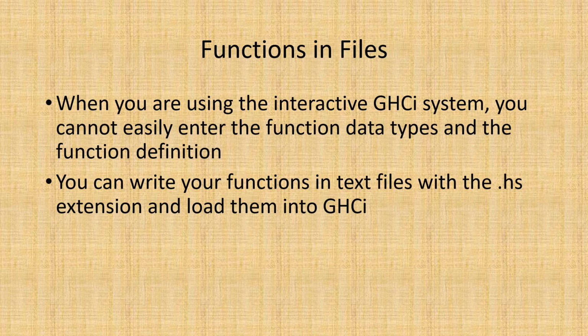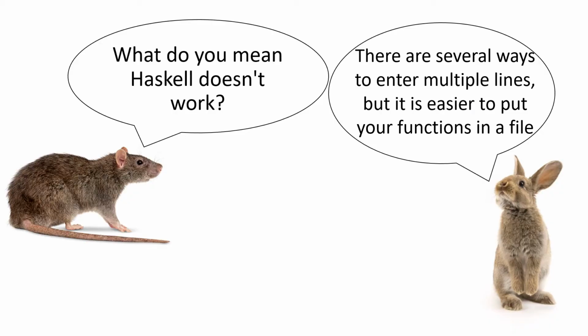When you're using the interactive GHCi system, you can't easily enter the function data types and the function definition. It's possible to do so. You can go colon, curly brackets, end it, but it's probably easier if you put your functions into a text file, load them into GHCi, and then it will compile them and you can use them there. That seems to be much easier than other methods. You mean Haskell doesn't work? There are several ways to enter multiple lines in the interactive version, but since this isn't really interactive, it's easiest to put your functions in a file.